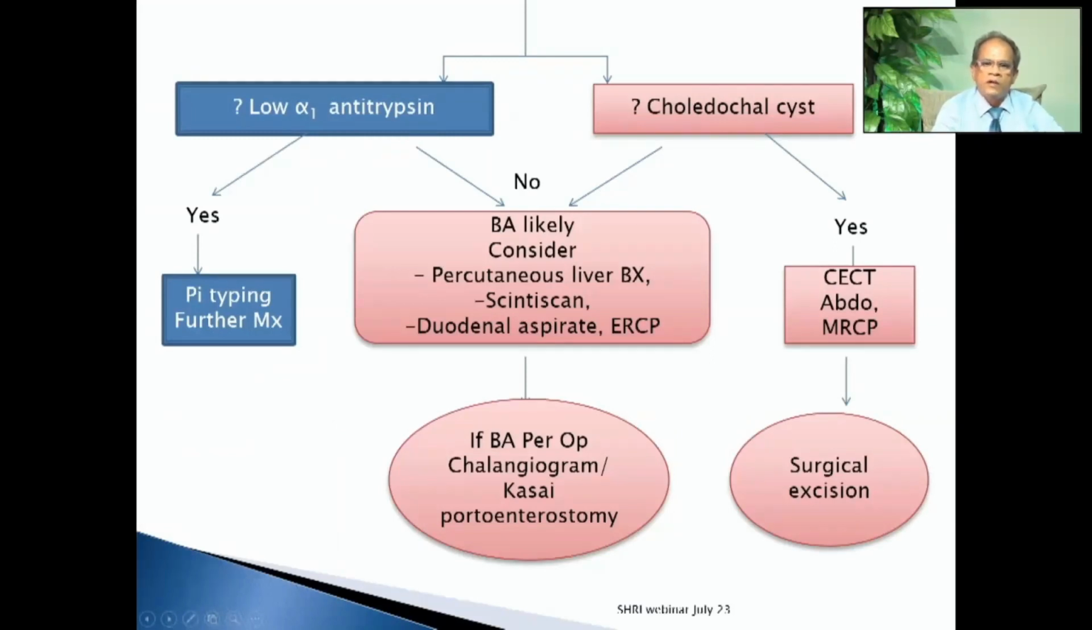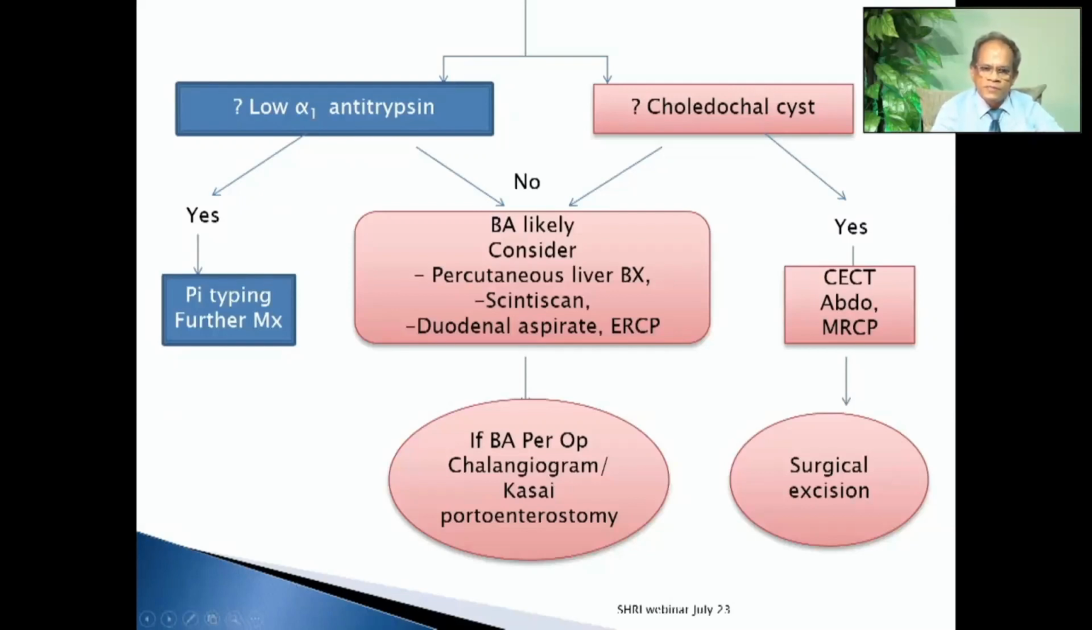But if there is no choledochal cyst, or if there is no dilated CBD or a cystic lesion at the porta, then biliary atresia is likely. And then you will have other features of biliary atresia, which we will discuss later on the ultrasonogram.